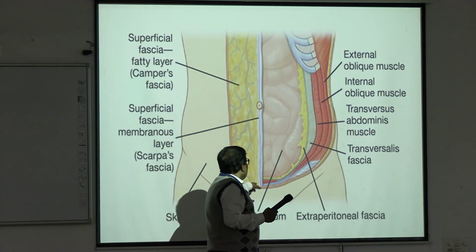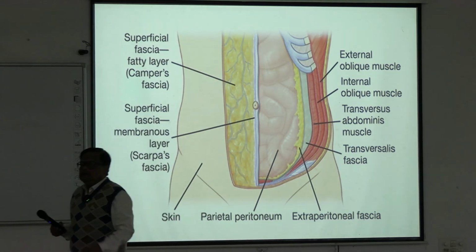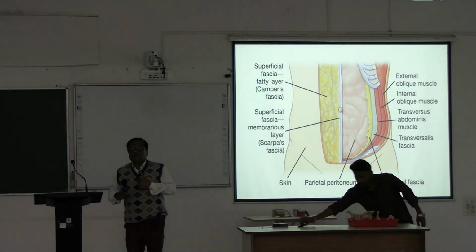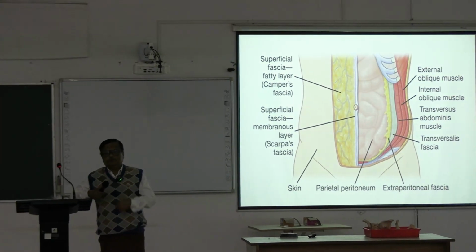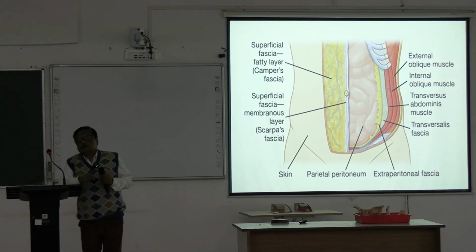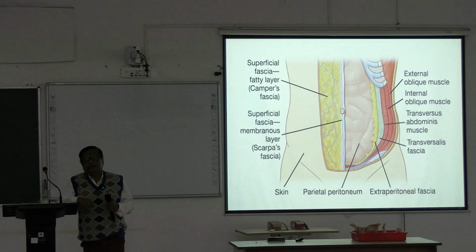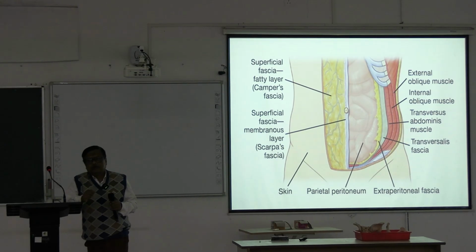What is linea alba? This white line is known as the linea alba, starting from the xiphoid process to the symphysis pubis. Why is it called linea alba? Because linea means linear and alba means white. It is whitish in nature and very tough and very least vascular. Blood supply is very less.